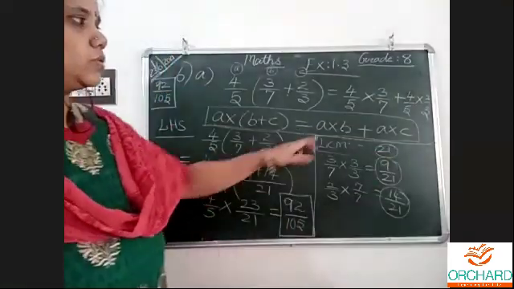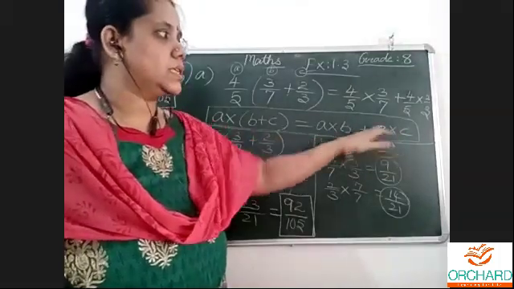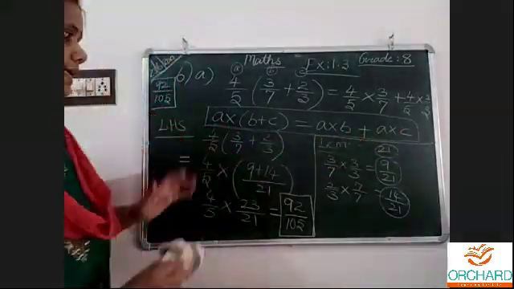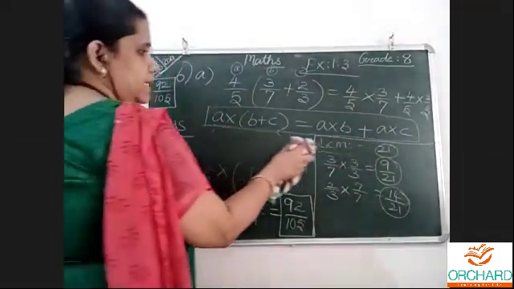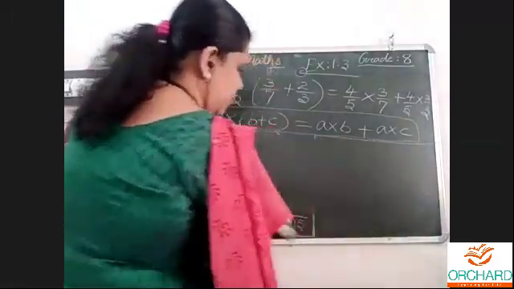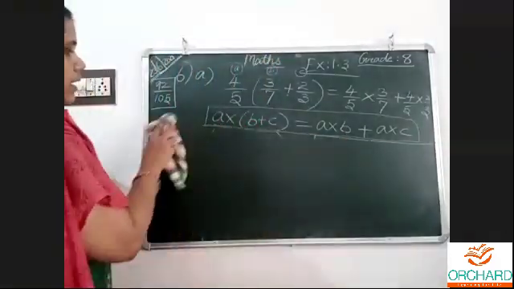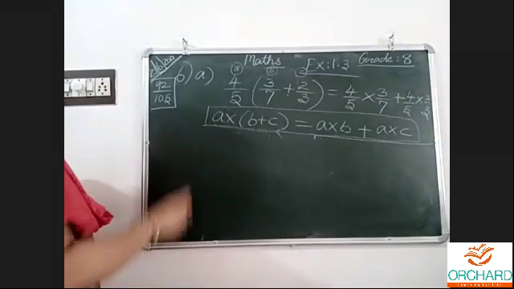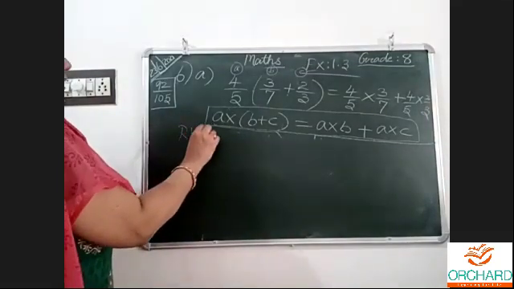For the right side, I need to do the multiplications first, then add them. So I will erase this, leaving the law. The law only we want, the distributive law. Here I will erase. Now the right hand side.